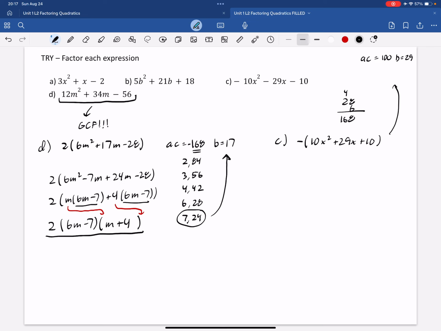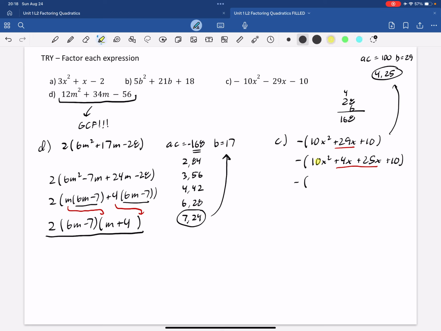Okay, so actually that's right. I think we can maybe see this one right away, but 4 and 25 will do it. Okay, so negative stays out, and then we're gonna have 10x squared plus 4x plus 25x plus 10. And again, what we've done is we split in the middle. We're replacing that plus 29x with plus 4x plus 25x, and that's because this is going to allow us to factor by grouping.